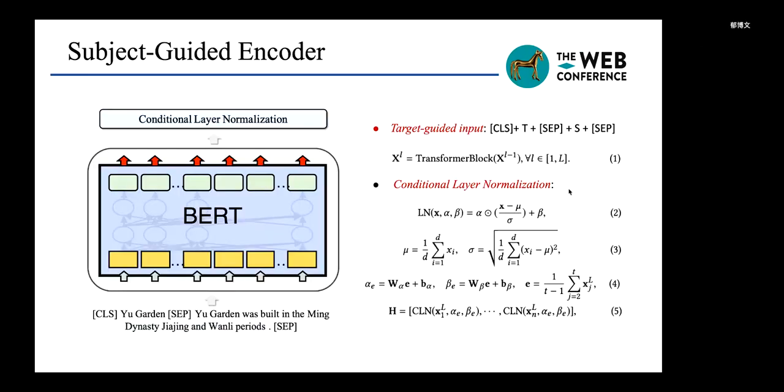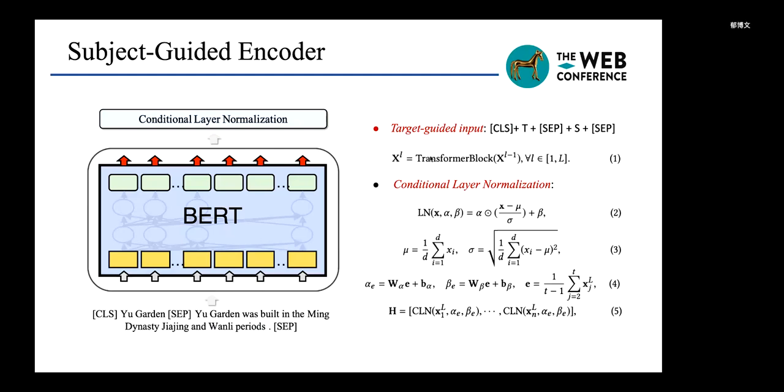For each instance composed of a subject-sentence pair, the subject-guided encoder's goal is to integrate subject information into the word representations, which is in favor of the following process of extracting subject-related facts. Specifically, we use BERT as our backbone network. To adapt BERT to consider target information, we design a target-guided input. Each training instance is organized by concatenating the tokens of the target subject entity and the sentence tokens to form the input sequence.